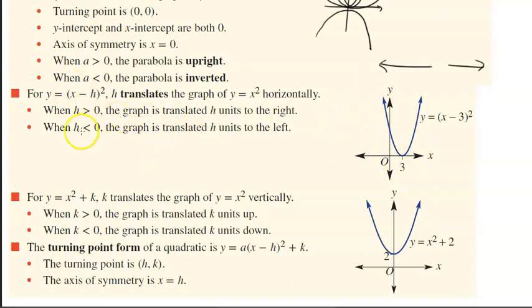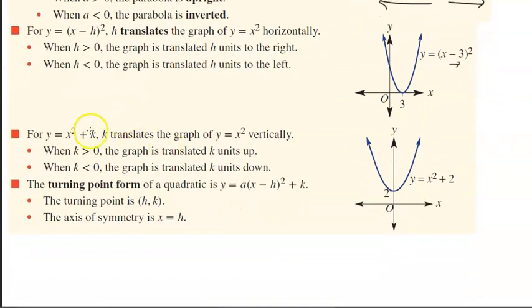When h is less than 0, this will take on a positive number because it will be two negatives, which makes a positive. This will be translated h units to the left. So in this example here, this is x minus 3 all squared. This goes to the right 3 units, and so our parabola looks like this.